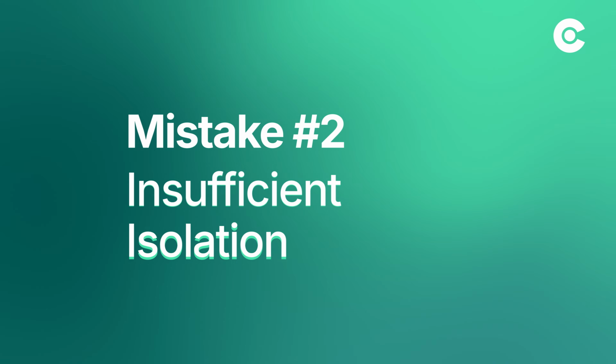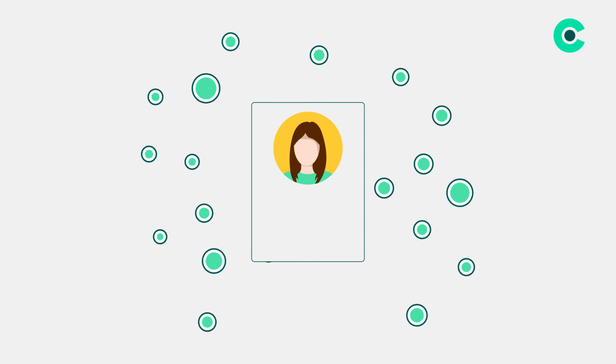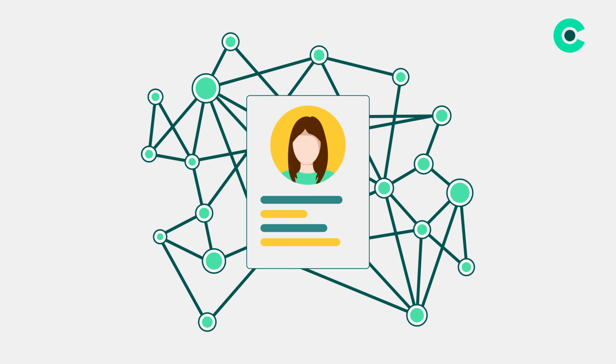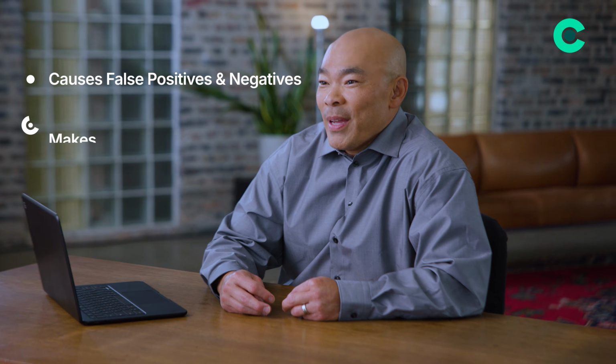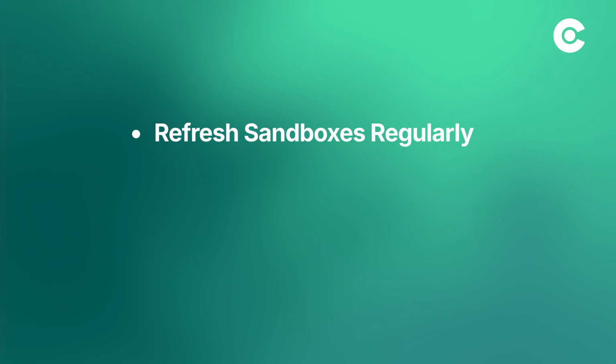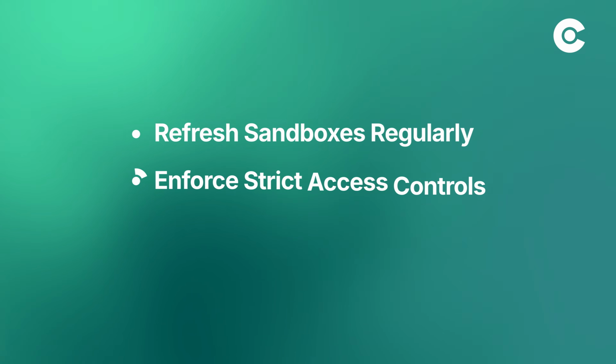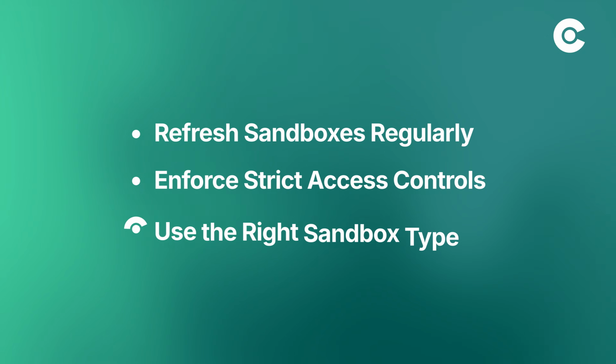Mistake number 2, insufficient isolation. Your sandbox test environment needs to be truly isolated from production. Inadequate isolation can lead to unintended data contamination or conflicts. Lack of an isolated environment causes false positives and negatives, makes debugging difficult, and can lead to incorrect deployments. To avoid this, refresh sandboxes regularly to keep them fresh, enforce strict access controls, and use the right sandbox type for different stages such as dev, UAT, and staging.